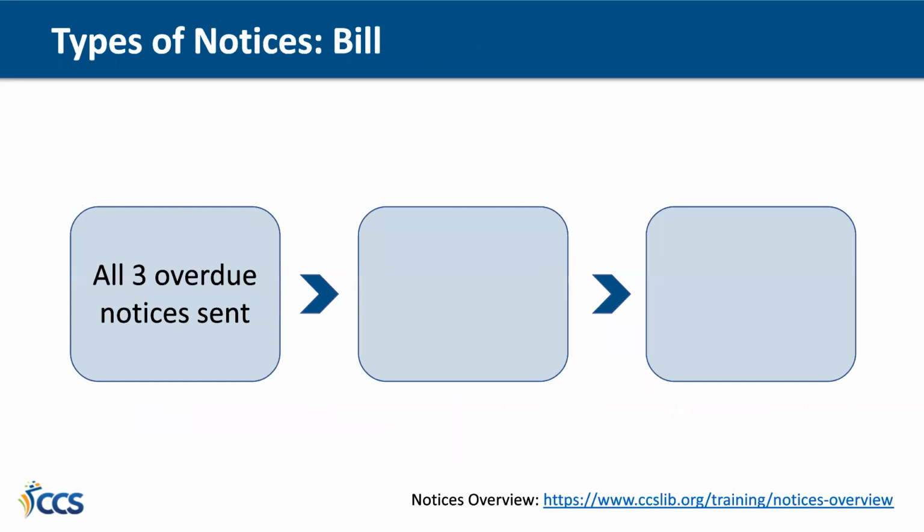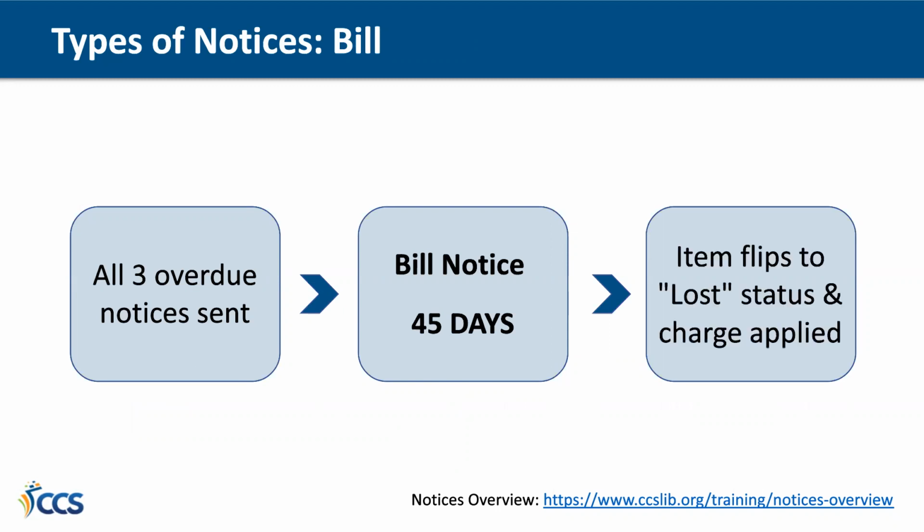Once all 3 overdue notices have been issued and that item reaches 45 days overdue, a bill notice is sent, then the item flips to lost status and the fee is applied to the patron's record. Again, this is where that sequence is important. A bill won't be generated unless 3 overdue notices have been generated and posted for that item.